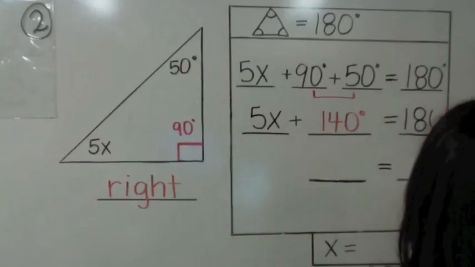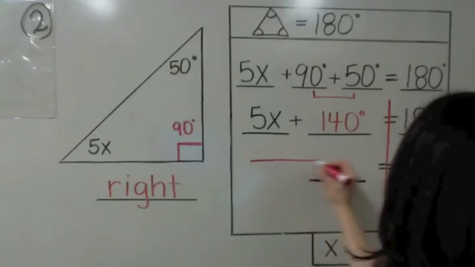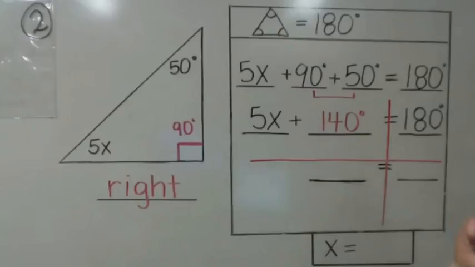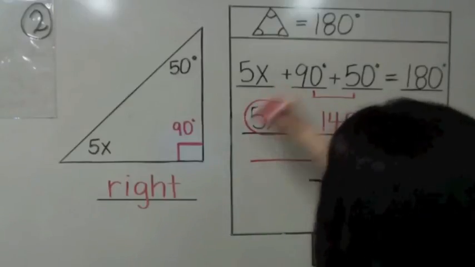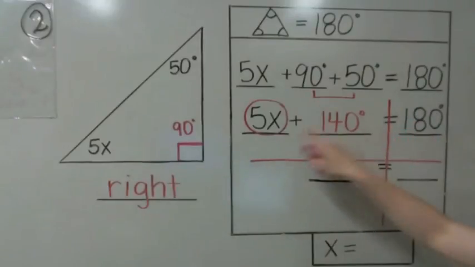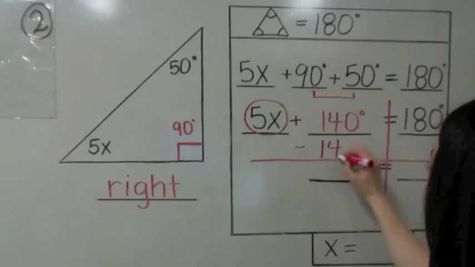Great. So how do you solve this equation? First, make a t. Leave some space. And then we're going to circle 5x. We're looking for what 5x is. What's the opposite of positive 140? It's negative 140 degrees.